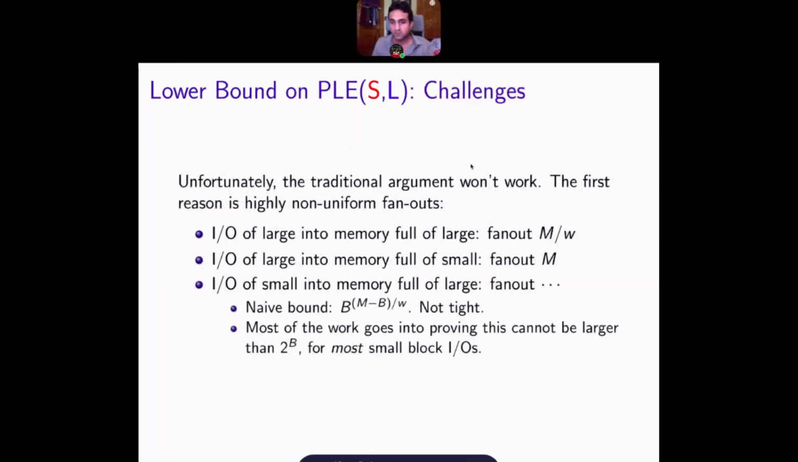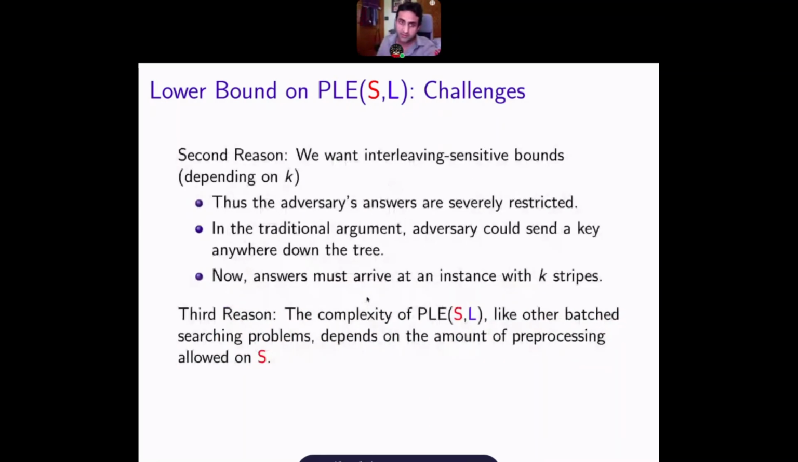For us, the traditional argument won't work. As I mentioned, the fan out can be very different, and the naive bound for fan outs is not tight, because we have two types of keys. The second reason is we want interleaving sensitive bounds that depend on k. So the adversary cannot give whatever answer it wants; its answers must arrive at an instance with k stripes. The third reason, which is more technical, is that this problem is embedded in sorting, so we don't know how much preprocessing to allow, because we don't know what the first and third steps did.